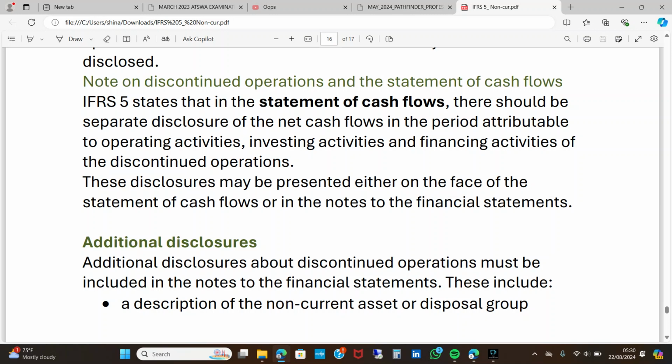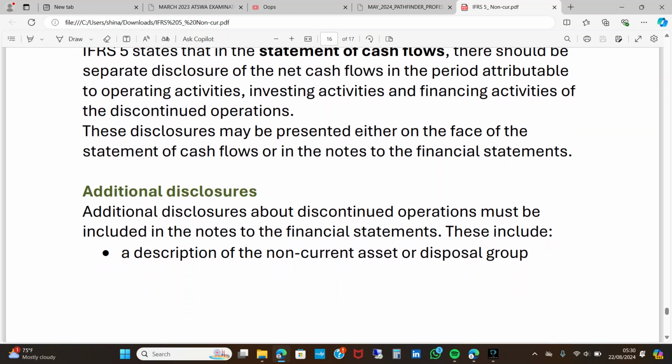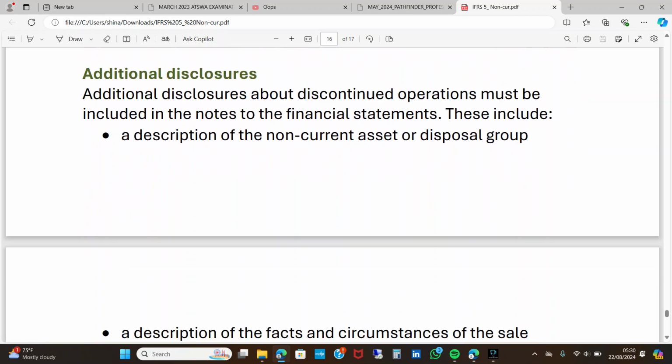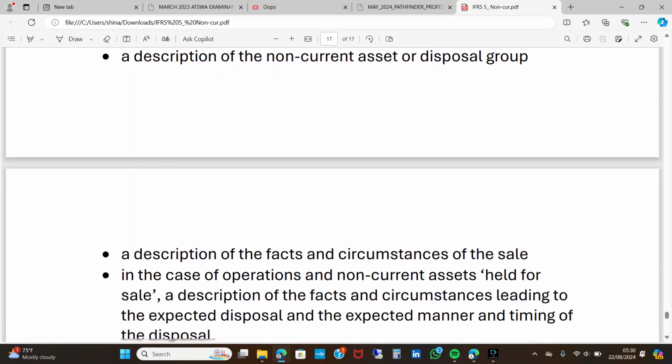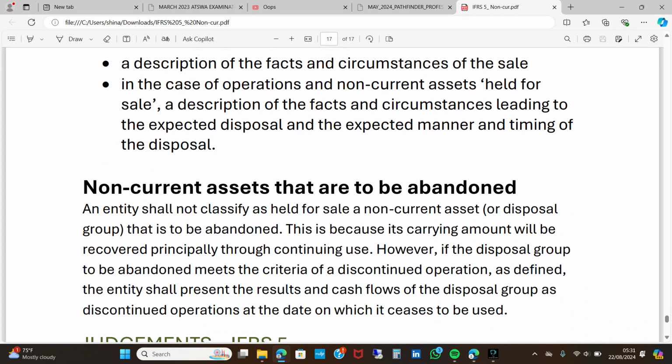Statement of all the segments in our statement of cash flow. Okay, now, what are the additional disclosures we should disclose about discontinued operation? One, a description of the non-current asset or disposal group, a description of the facts and circumstances of the sale. Then in the case of operation and non-current asset held for sale, a description of the facts and circumstances leading to the expected disposal and the expected manner and timing of the disposal.